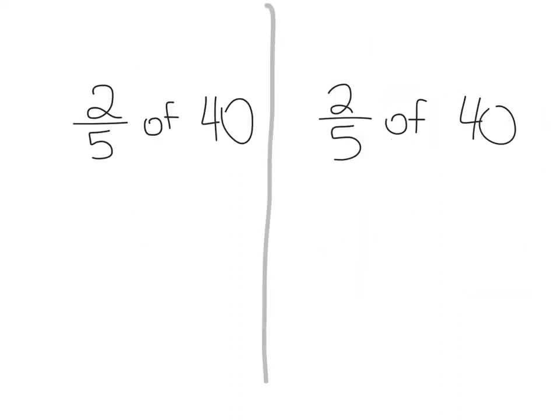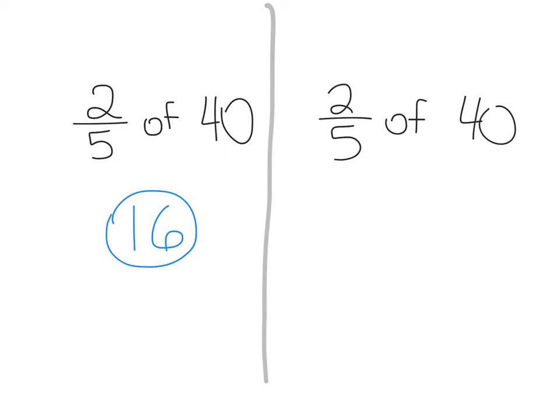Now here's another one, 2/5 of 40. So now on the left side, I'm going to solve it in my head. So I'm going to think of what is 2/5 of 40. Well, 1/5 of 40 is 8. And so 2/5 would be 2 of those 8s, which is 16. Or you can just solve it by multiplying.